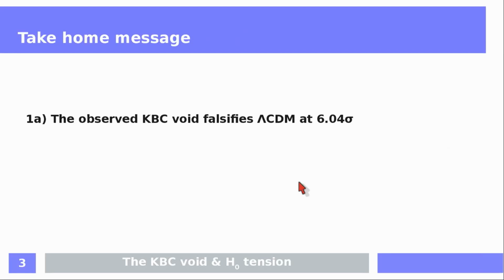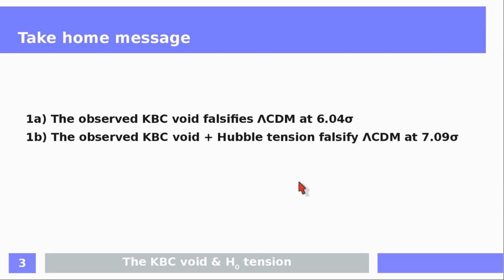And this brings me now to our take-home message. So using the Millennium XXL simulation, we showed that the observed KBC void falsifies ΛCDM at 6.04 sigma. And when we combine this with the Hubble tension, which recently exceeded the 5 sigma threshold, the observed KBC void and Hubble tension falsify ΛCDM at 7.09 sigma. And we showed that both problems do not occur in MOND. And with this, I hand it now over to Indranil.